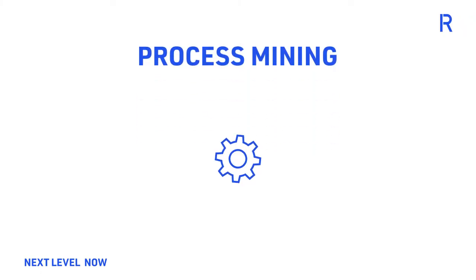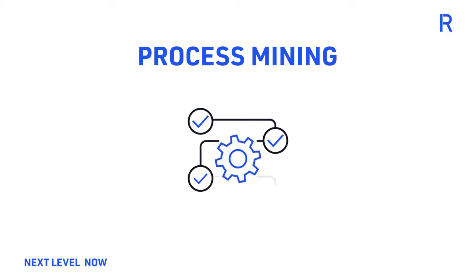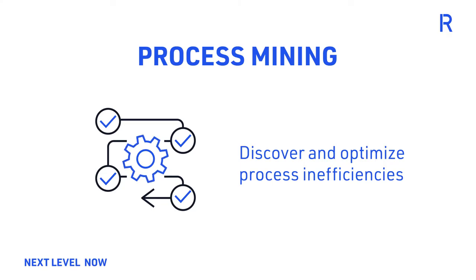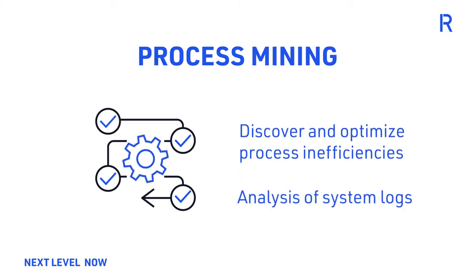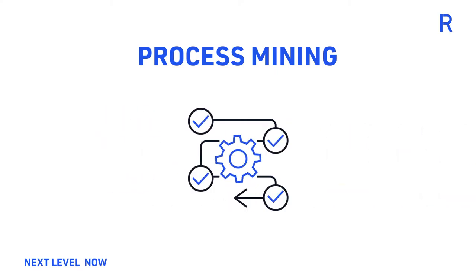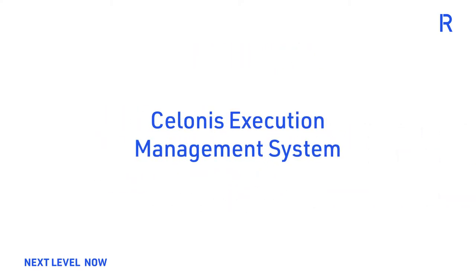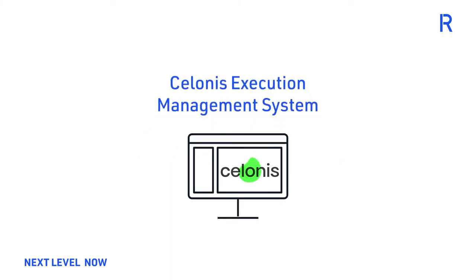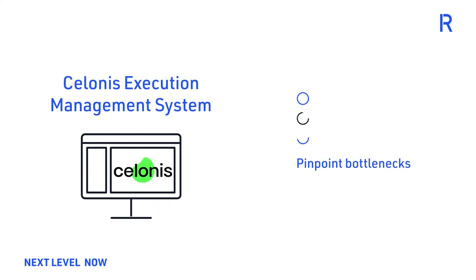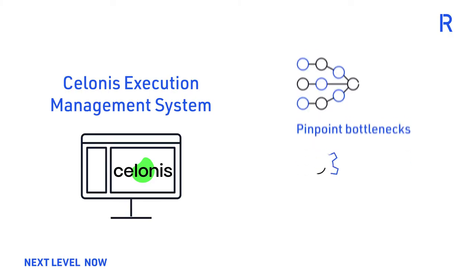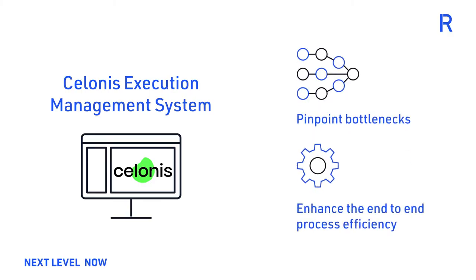Process mining is a powerful technology that allows organizations to discover and optimize process inefficiencies using the analysis of the system logs from the company's enterprise applications. This demo will show you how the Celonis Execution Management System uses process mining technology to pinpoint bottlenecks that stifle performance before taking automated action to enhance the end-to-end process efficiency.